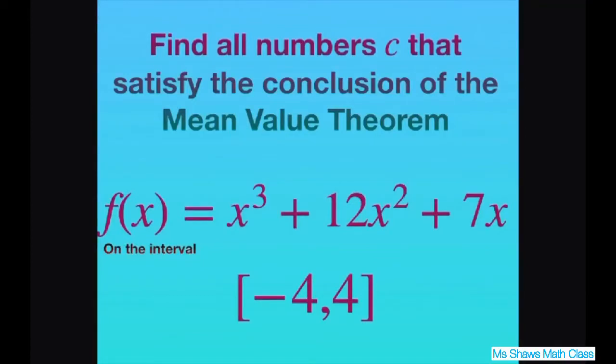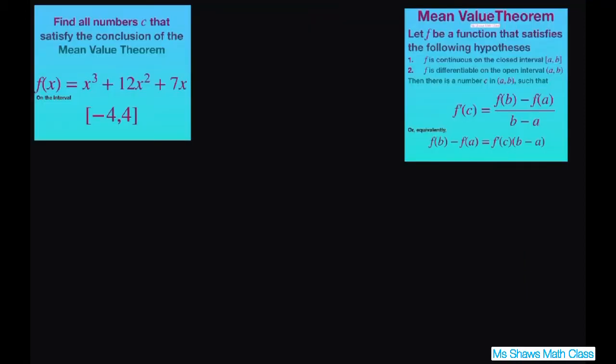Everyone, we're going to find all numbers c that satisfy the conclusion of the mean value theorem for our f of x on the interval -4 to 4. All right. Since this is a polynomial, that means our function f is continuous on the closed interval -4 to 4. And also because it's a polynomial, it's also differentiable on the open interval -4 to 4.